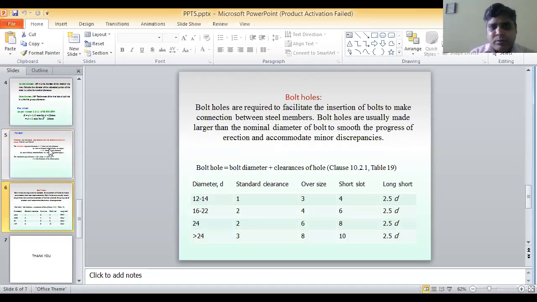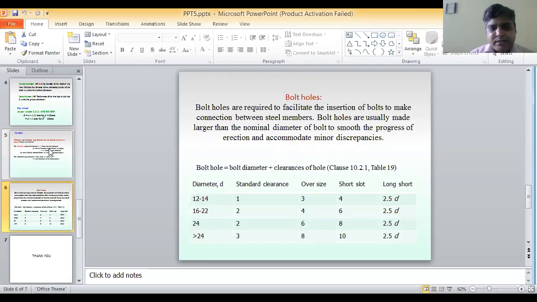Now, bolt holes. Bolt holes are required to facilitate the insertion of bolts to make connections between steel members. Bolt holes are usually made larger than the nominal diameter of the bolt for smooth progress of erection and to accommodate minor differences. Bolt hole is equal to bolt diameter plus clearance of hole, clause 10.2.1, Table 19.